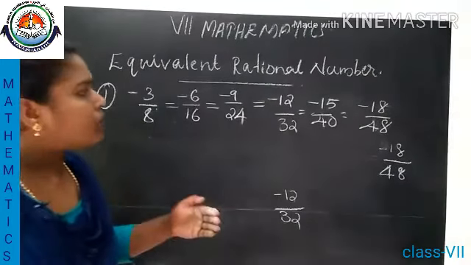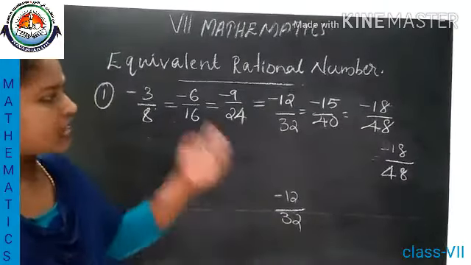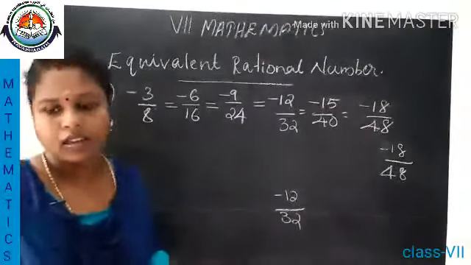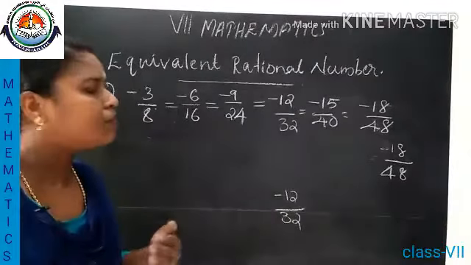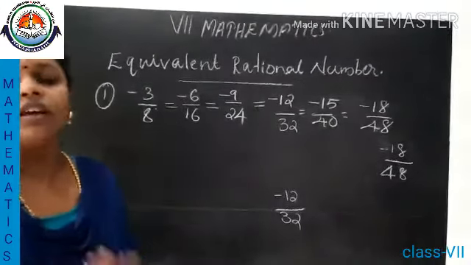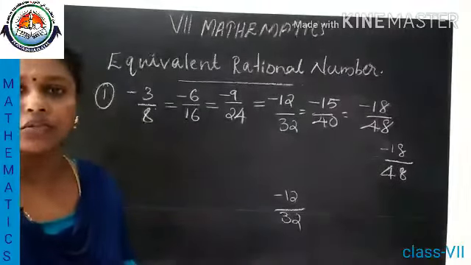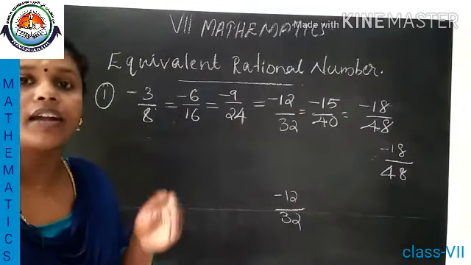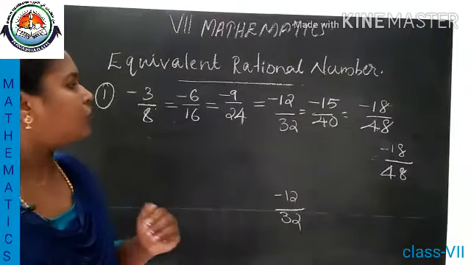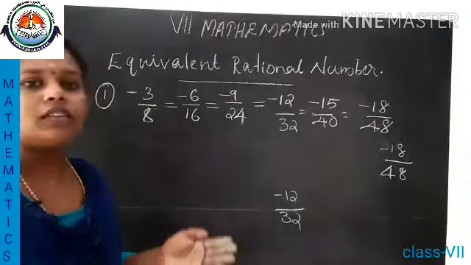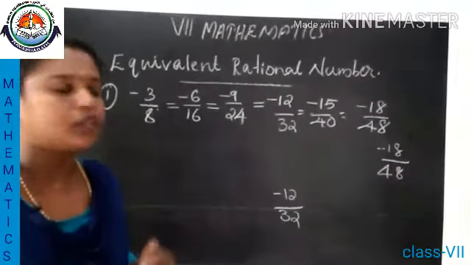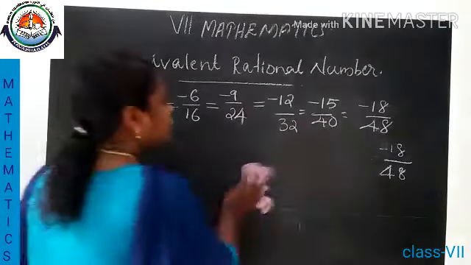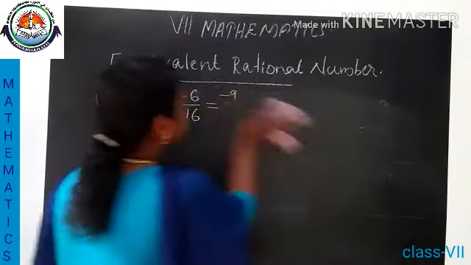If I multiply this number with 7, I will get the next rational number which is equivalent to negative 3 by 8. So, how many equivalent rational numbers will we get for our given rational number? Can you count? Yes, it is countless. We can't count. So we will get infinite rational numbers which are equivalent to the given rational number. Then next we can discuss some more questions.